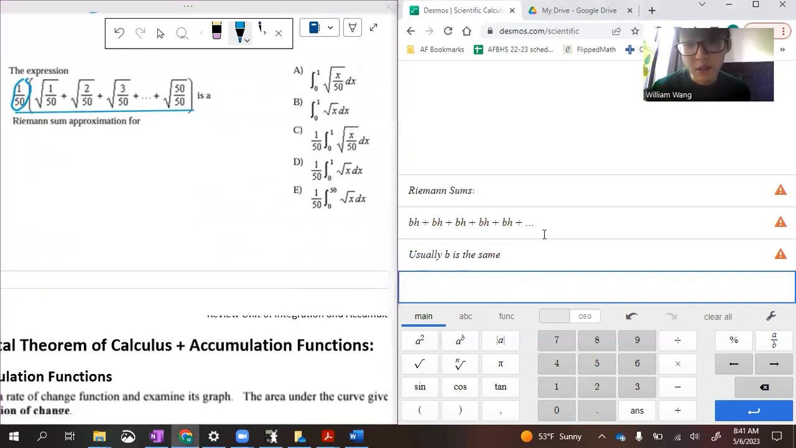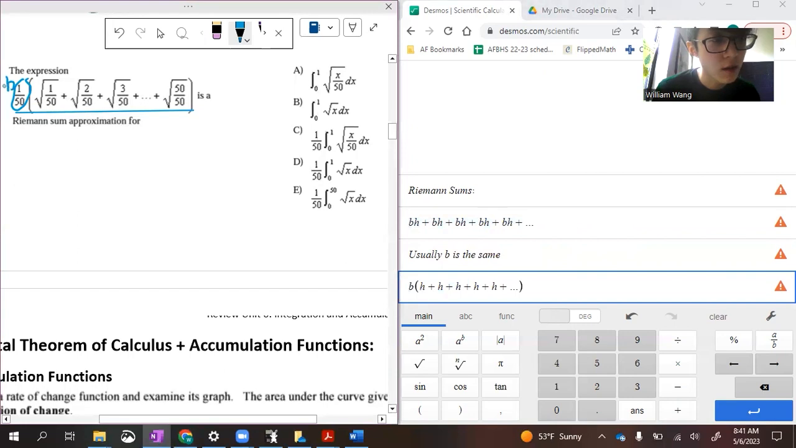So I'm going to rewrite this equation with the base factored out. So it's really B times H plus H plus H plus H plus H plus... I just factored out the base, so I'm left with just the heights. I can reasonably assume 1 over 50 is the base. The square root of 1 over 50 would be the first height, the square root of 2 over 50 the second height, the square root of 3 over 50 the third height, and the square root of 50 over 50 the 50th height.